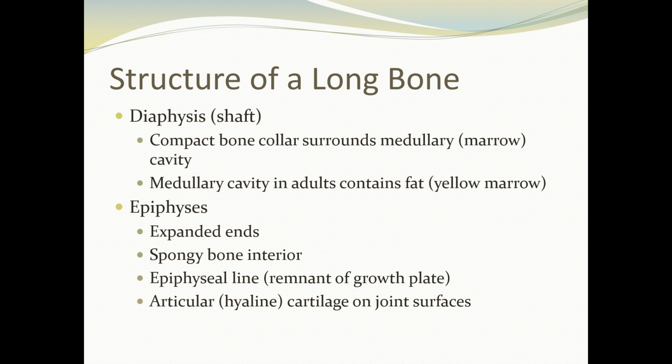The epiphyses are the expanded ends of the diaphysis, and they have a spongy bone interior. The epiphyseal line is the remnant of a growth plate. The growth plate itself would be cartilage. The epiphyses also have articular cartilage on the joint surfaces. This is hyaline cartilage, and it prevents friction as the skeleton moves.